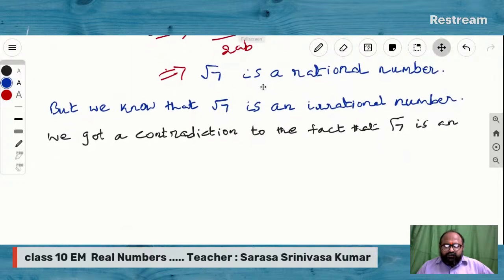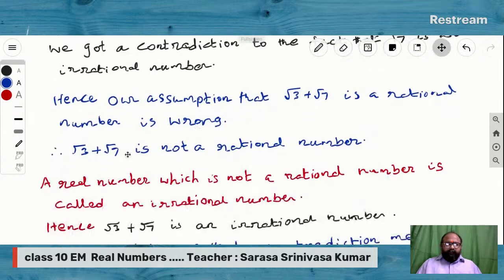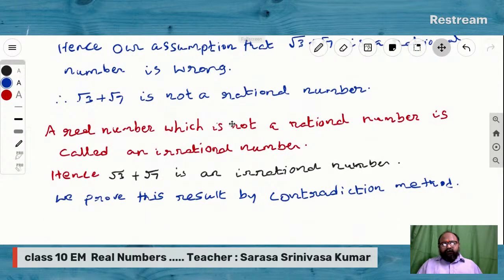So we got a contradiction to the fact that square root of 7 is an irrational number. We got here that the square root of 7 is a rational number, but it is actually an irrational number. This contradiction has arisen because of a wrong assumption that square root of 3 plus square root of 7 is a rational number. This is the wrong assumption. So, since it is a wrong assumption, square root of 3 plus square root of 7 is not a rational number.